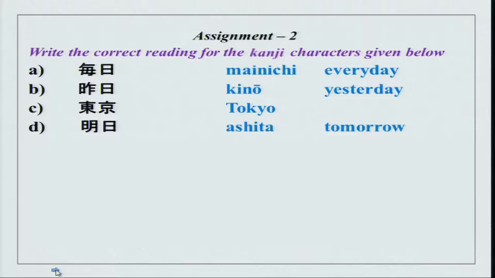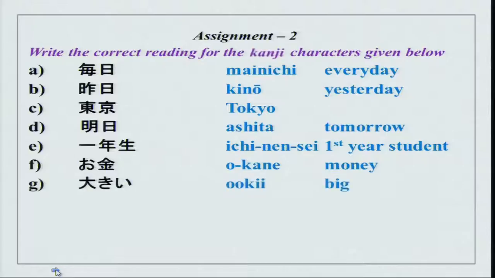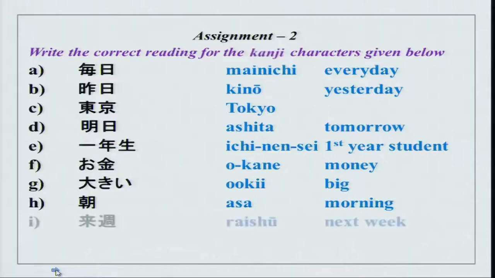Ashita. Ichinensei. Okane. Ooki. Asa. Raishu. So, well, you can also check the meanings in the right column.